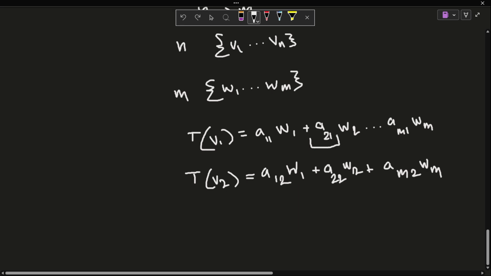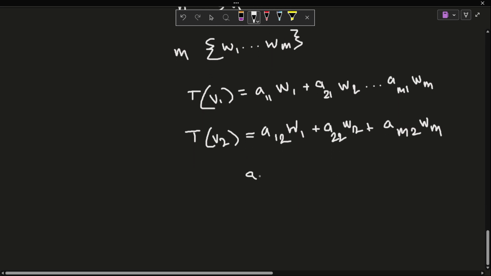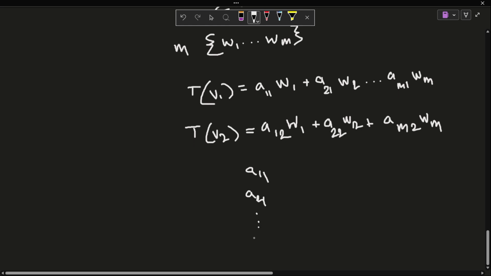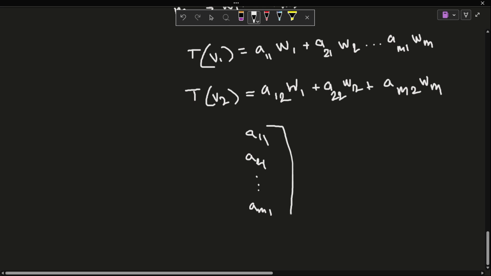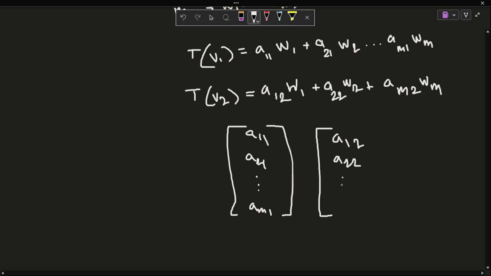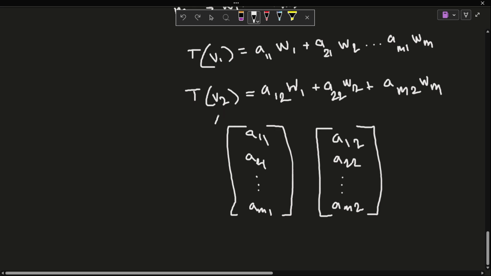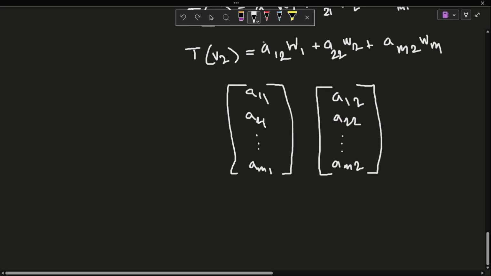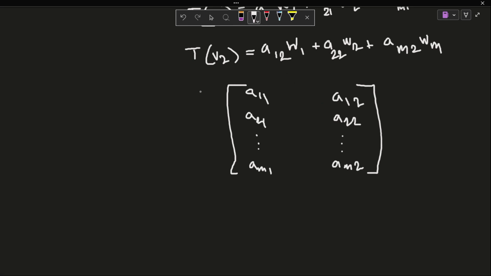So what if we take each of these, every a? This a is going to be for your first basis, and this a is going to be for your second basis. What if we write these all as column vectors? So this is one column vector. And then our second column vector is going to be a12, a22, and then all the way down to am2. So we're just writing the coordinate representation for this linear transformation in terms of this basis. Okay, and so what if we just merge these together? What if I were to remove these brackets and make them the same matrix? Well, in that case, that's what we're going to call the matrix representation.